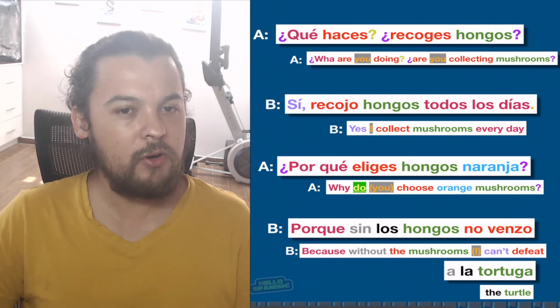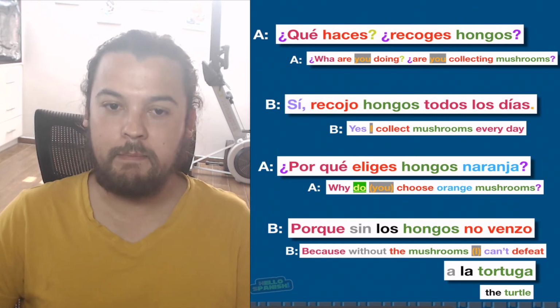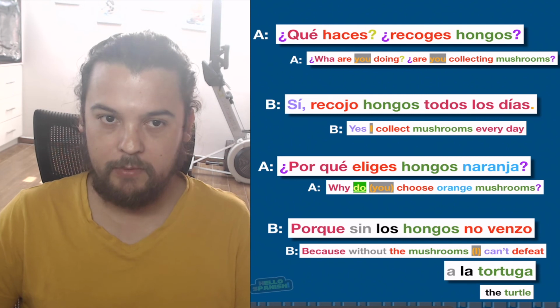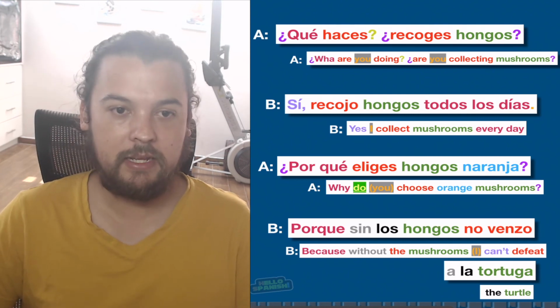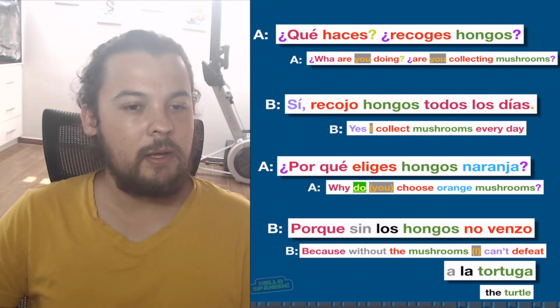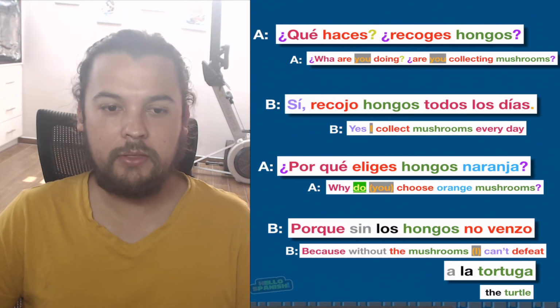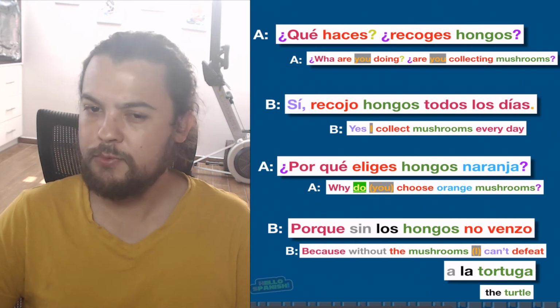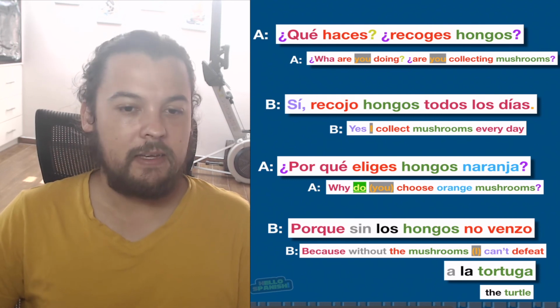Sí, recojo hongos todos los días. Yes, I collect mushrooms every day. Once again, the I form is omitted because you don't need it. In Spanish it's just the O that transmits who's doing the action. ¿Por qué eliges hongos naranja? Why do you choose orange mushrooms? Naranja is the color orange.